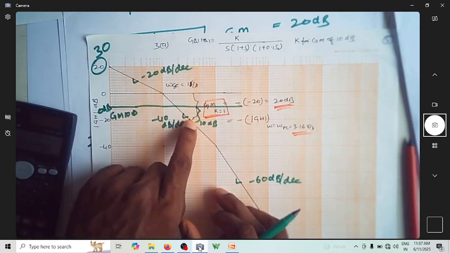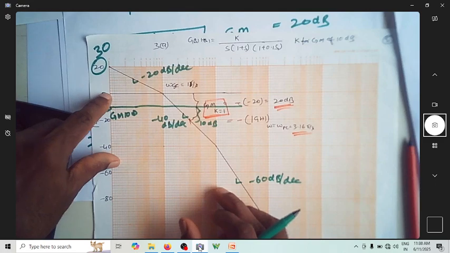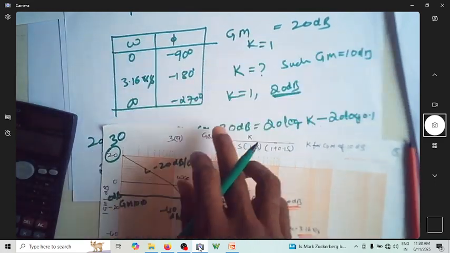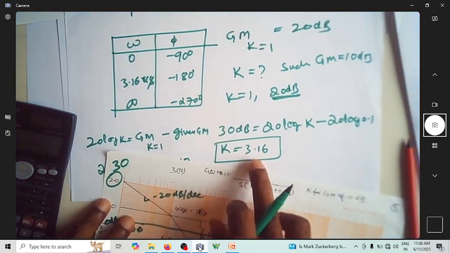So that your gain margin becomes 10 dB. Because of that you are coming down by 10 dB. So this becomes 30, and then you substituted this, found the value of k as 3.16.